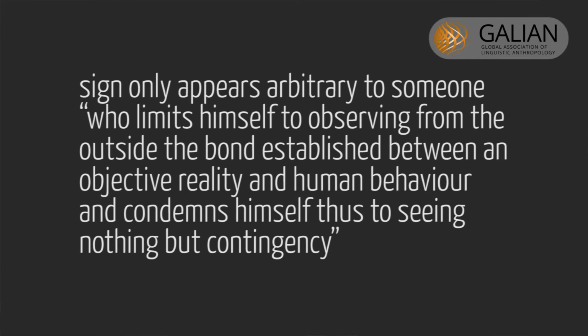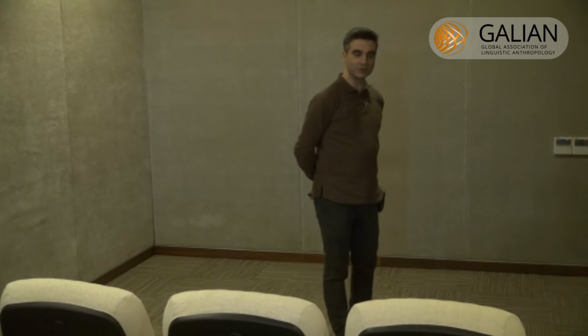To build onto this, then, Benveniste tells us that the sign only appears arbitrary to someone who limits himself to observing from the outside the bond established between an objective reality and human behavior, and condemns himself thus to seeing nothing but contingency. So if we stand on the outside, according to Benveniste, then we do not have an articulate, detailed observation of what's going on. And we say, well, there's got to be an arbitrary relationship. And this is basic social theory, isn't it? If we are standing in a certain community and we see a very distant community, then we do not see the articulations and subtleties in that community. We see just a blur.